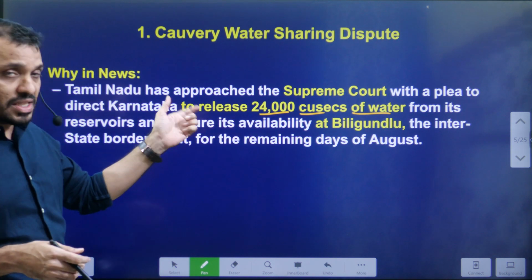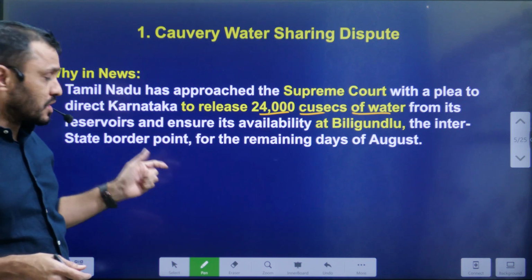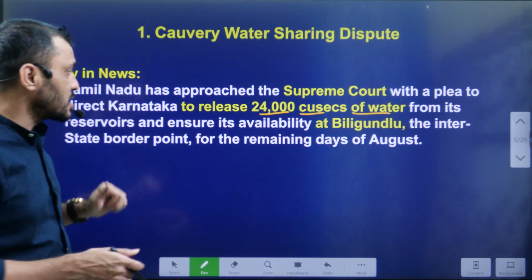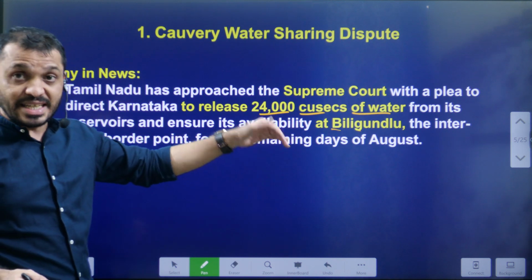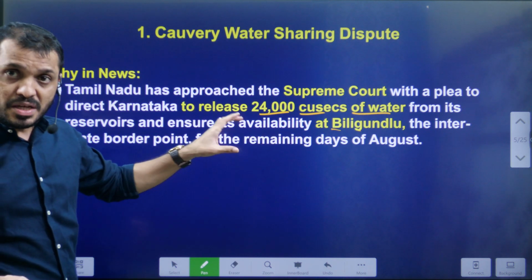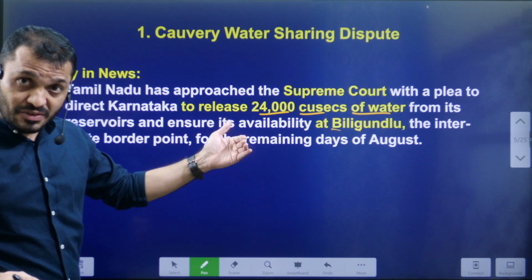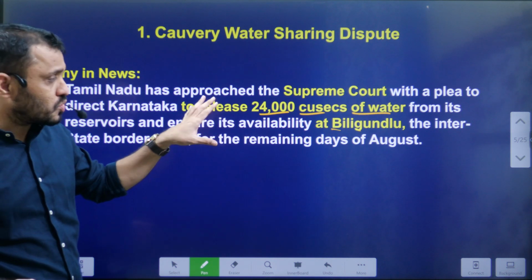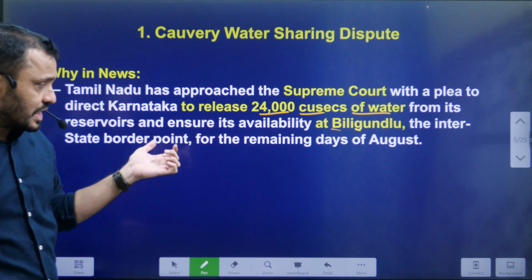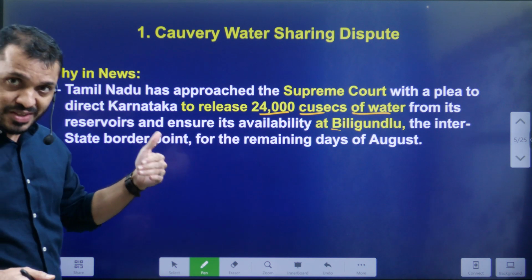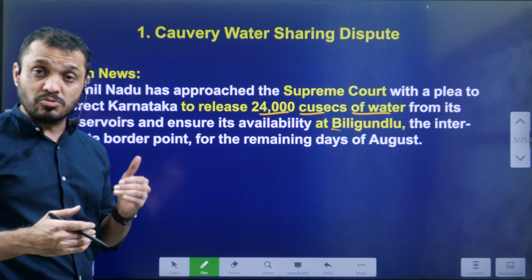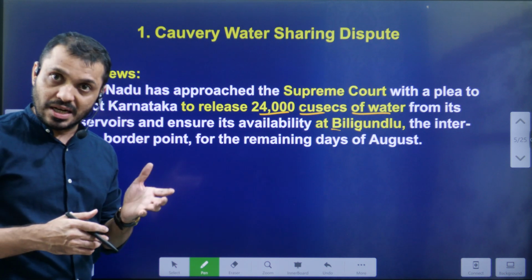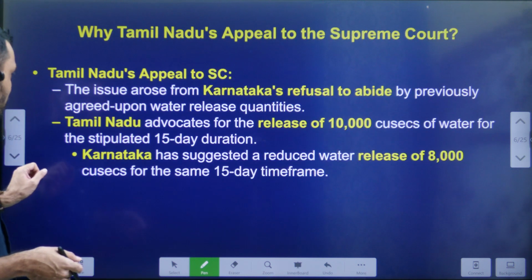Now they are requesting the release of 24,000 cusecs of water from Karnataka so that the availability of water at the Beligundlu reservoir can be maintained. So in brief, the Tamil Nadu government is requesting the Supreme Court to give orders to Karnataka regarding the water release for the remaining month of August. Now let's see what the Tamil Nadu government's view is, as well as the explanation given by Karnataka. After that we will discuss the further issues.